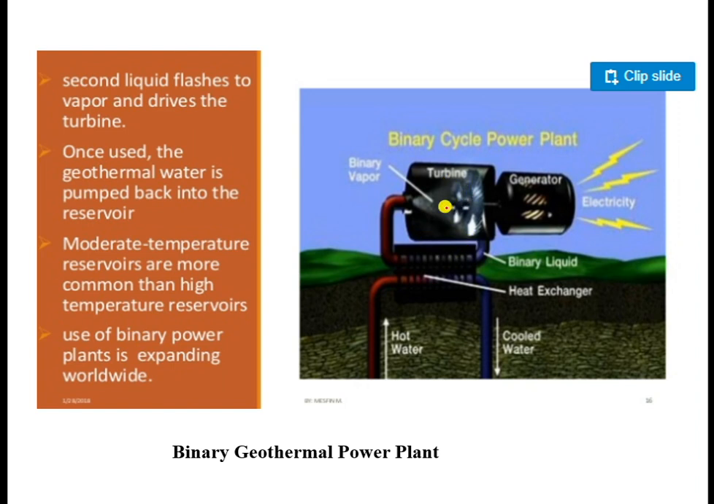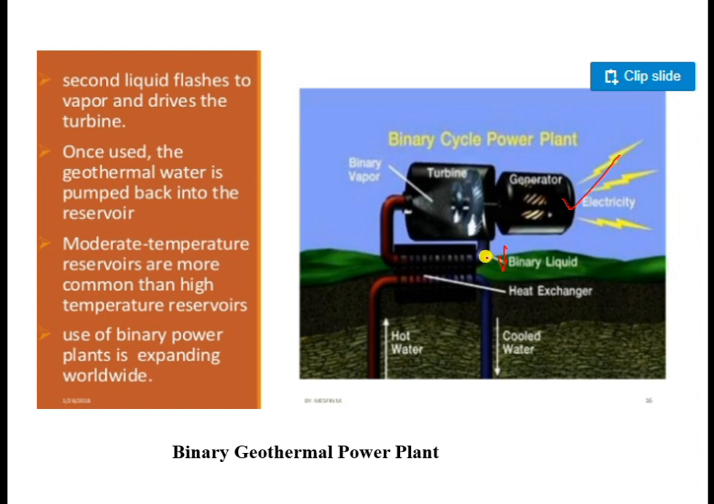Already I have explained how the turbines can be rotated. Whenever this passes through these turbines, it is a high pressurized steam which rotates the turbine blades. In turn, the shaft on which the turbine blades are mounted is rotated, which rotates the generator and gives away the electricity. And after the exit from the turbine, it will again have some lower pressure.